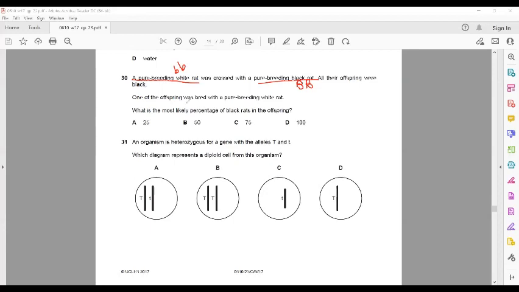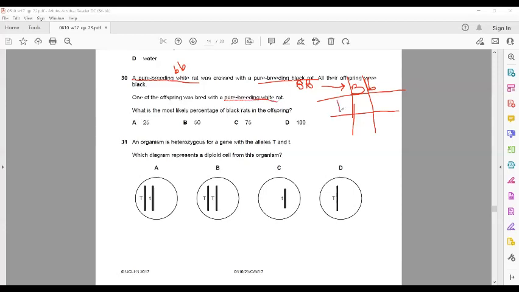One of the offspring was bred with a pure breeding white rat. Because the parents are BB and bb, all of their offspring should have this genotype, capital B small b, so they are heterozygous. Okay, this one was then bred. So one of the offspring is taken, which is Bb, and the pure breeding white.